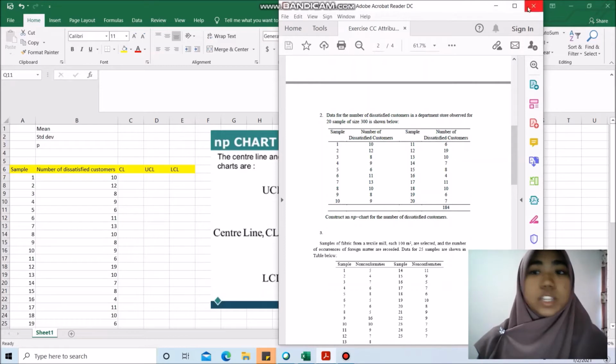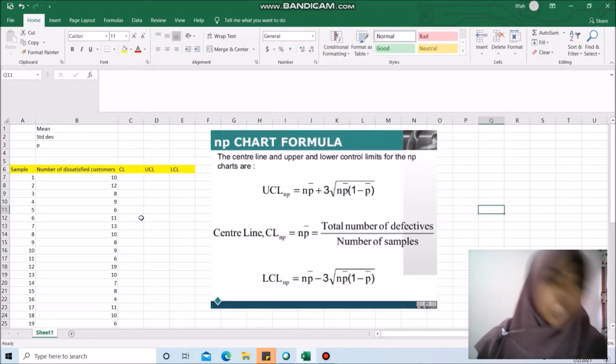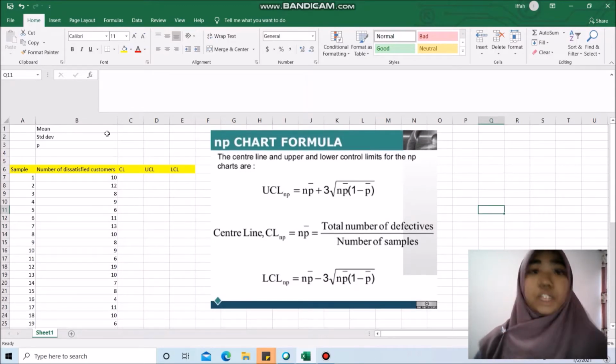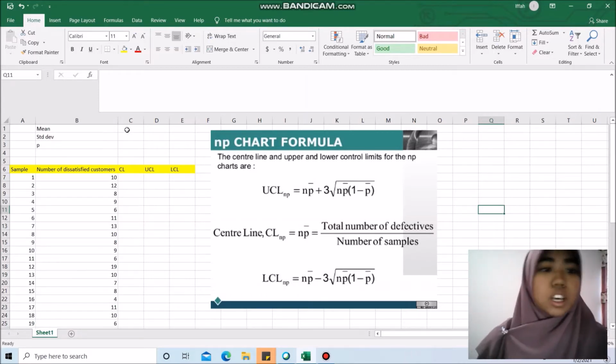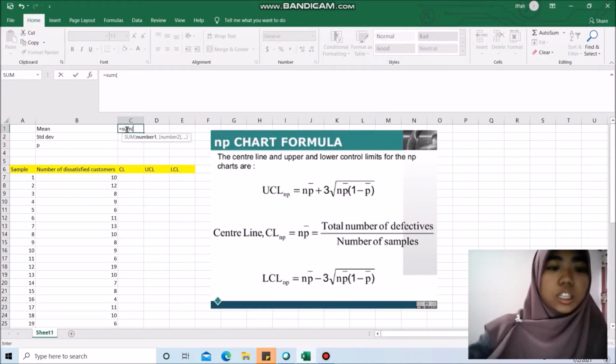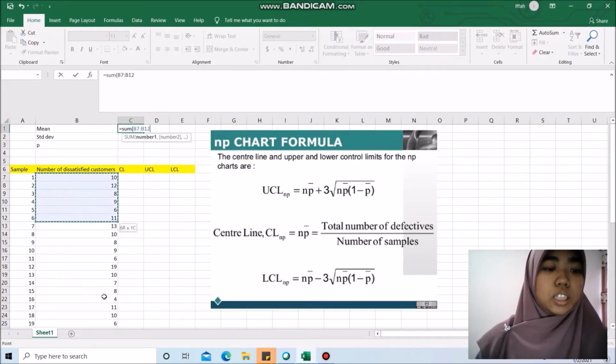As you can see here, I already inserted the data. The first thing that we need to do is find the mean, because the value of the mean is actually the same as the value of the center line. That's why we need to find the value of the mean. So this is the formula for the mean: the sum of the data from sample 1 until sample 20.